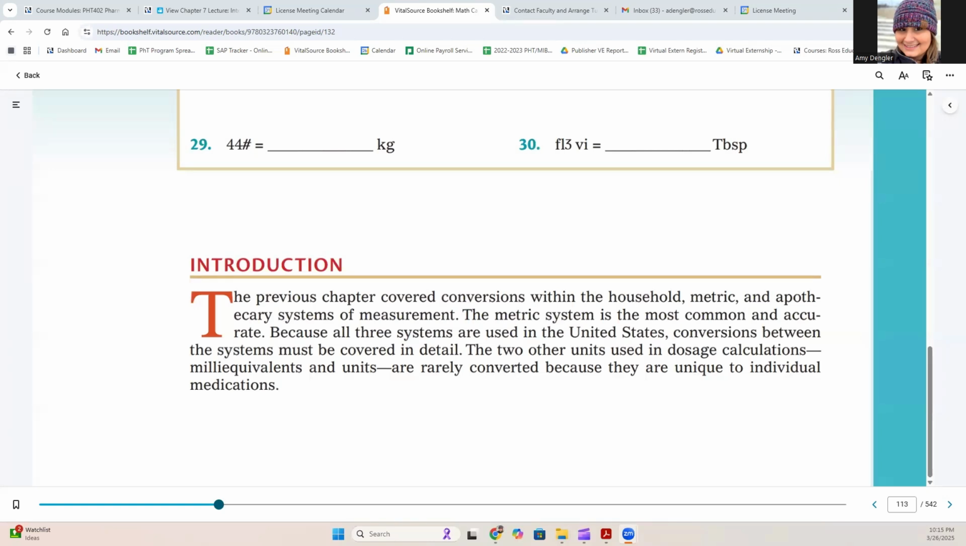The previous chapter covered conversions within the household, metric, and apothecary systems of measurement. The metric system is the most common and accurate. Because all three systems are used in the United States, conversions between the systems must be covered in detail. The two other units used in dosage calculations, milliequivalents and units, are rarely converted because they are unique to individual medications.